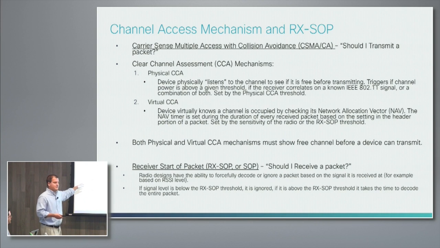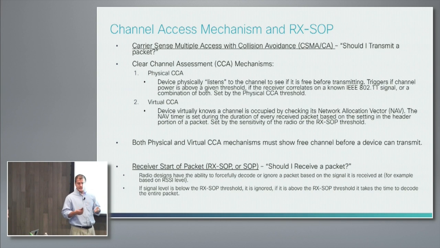Obviously, in conjunction with the virtual CCA, which is the second point. There's also a virtual CCA where if an AP receives any packet from any device on its channel, it has the ability to decode how long that packet is going to be on the air and set its network allocation vector, its NAV, to say, "Hey, I'm not going to transmit during this period of time while I know this packet is going to be on the air." And that's actually set by the sensitivity of the radio.